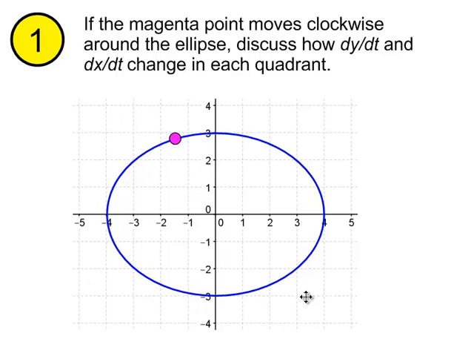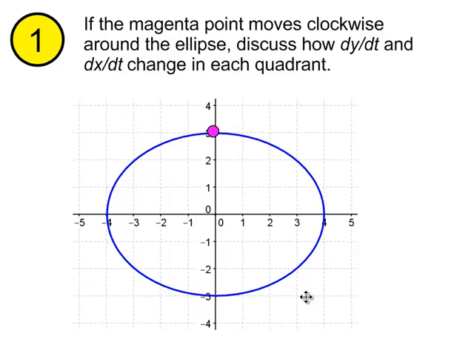Let's focus on the first quadrant here. Ask yourself, as I go through the first quadrant, is x increasing or decreasing? Let's do that again. The x value right now is 1, the x value is 2, the x value is 3, the x value is 4. The x value is increasing, right?